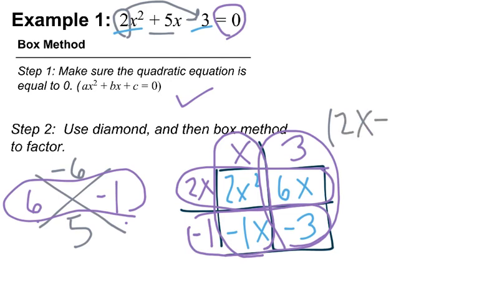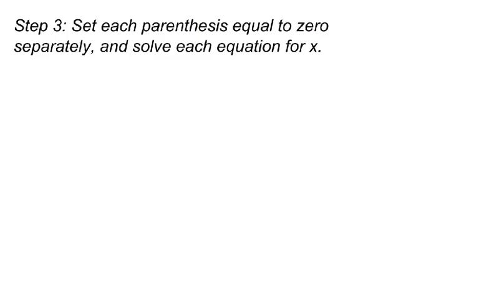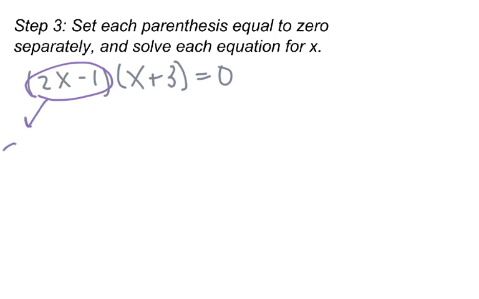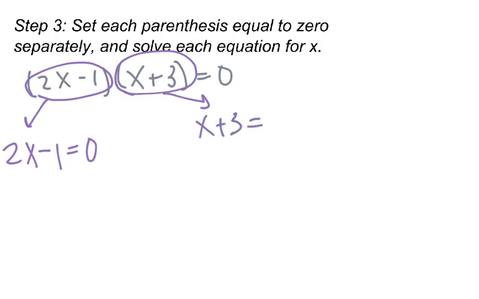Let's write it in our factored form with our parentheses. We get 2x minus 1 and then x plus 3. Remember, it equals 0. Here's our last step. 2x minus 1, x plus 3 equals 0. We're going to do the same thing we did in the last video. So set each parentheses equal to 0 separately and solve each equation for x. So I'm going to circle this one, and I'm going to say 2x minus 1 equals 0. I'm going to circle this one, x plus 3 equals 0.